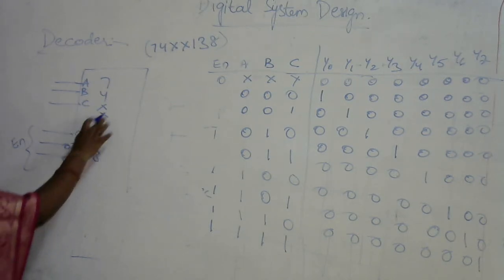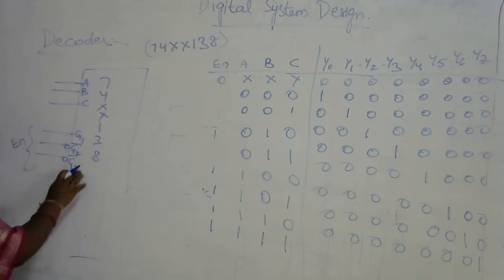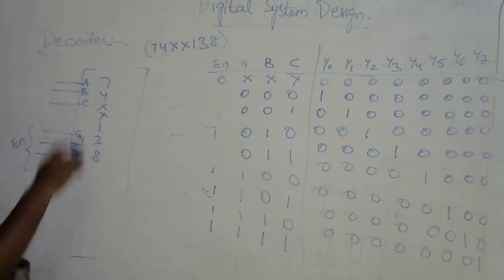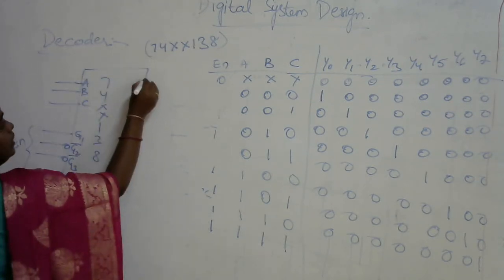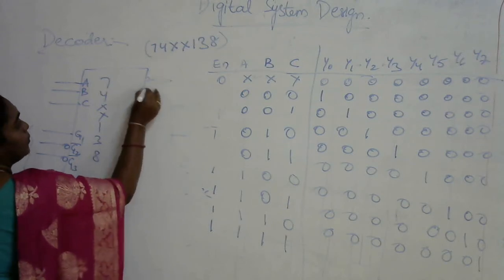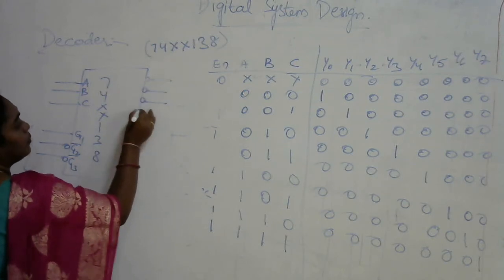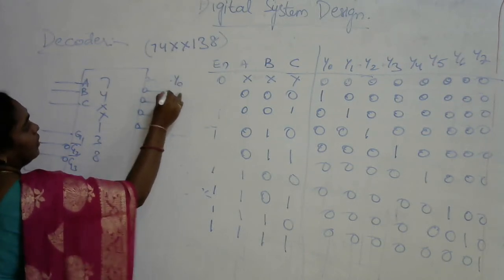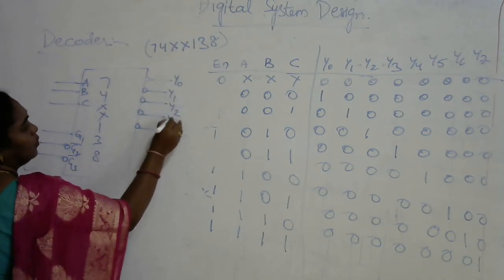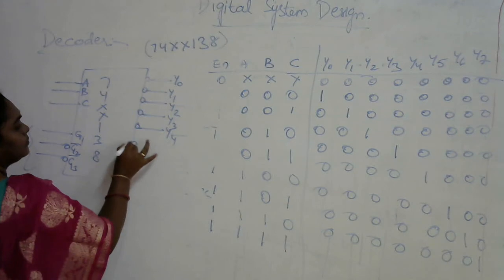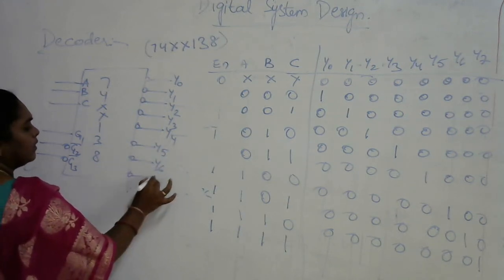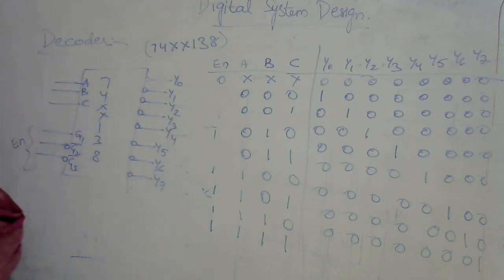So the 74138 consists of three enable pins. Among the three, one is active high and the remaining two are active low. And as it is a 3 by 8 decoder, it consists of a total of 8 outputs. All these 8 outputs are active low outputs. So this is Y0, Y1, Y2, 3, 4, 5, 6 and 7. All these are active low.